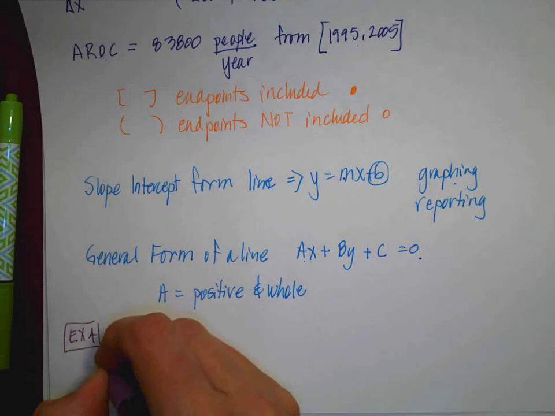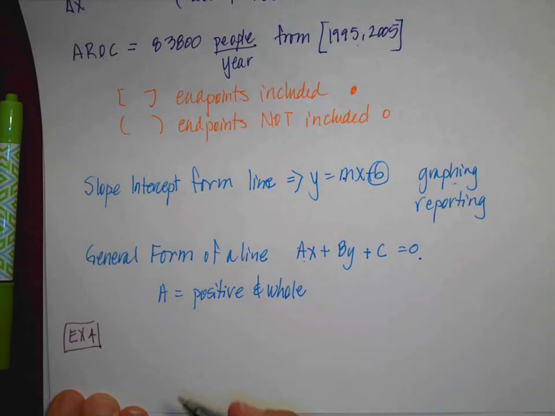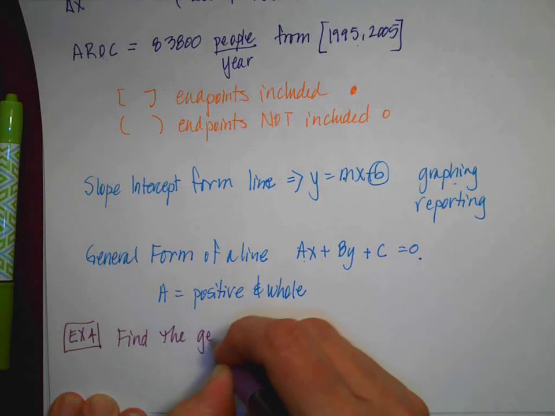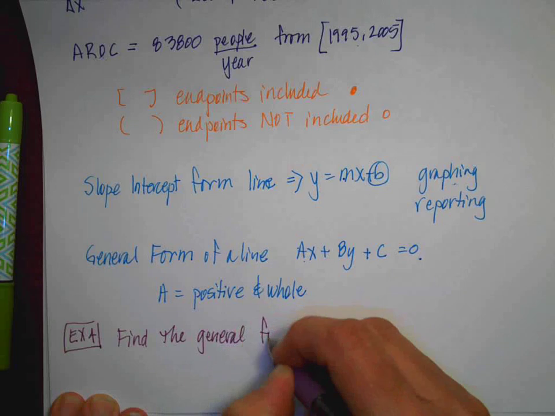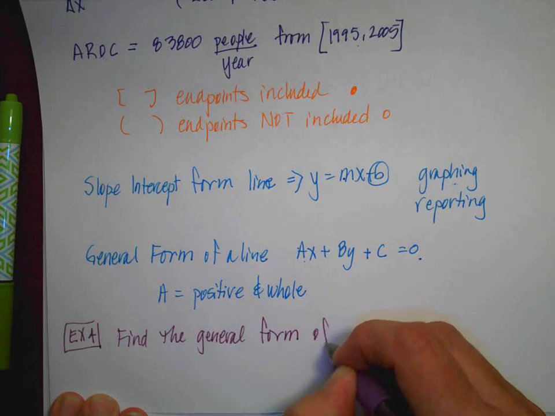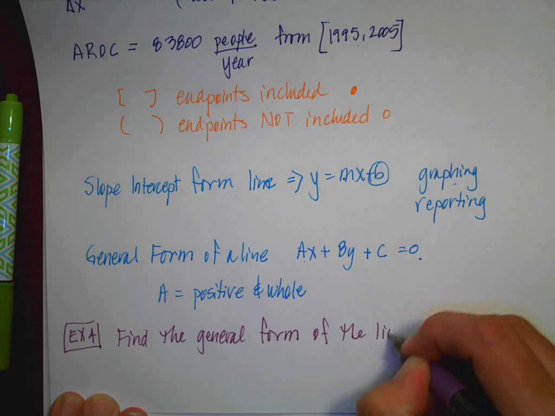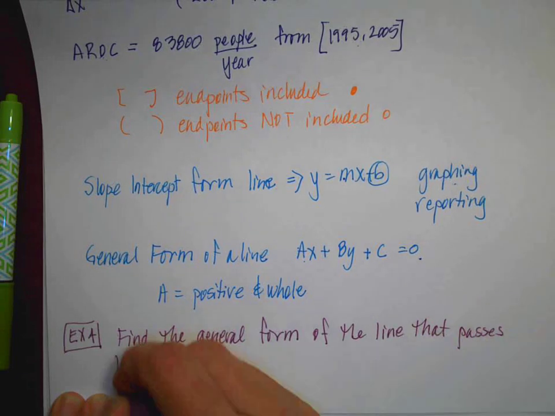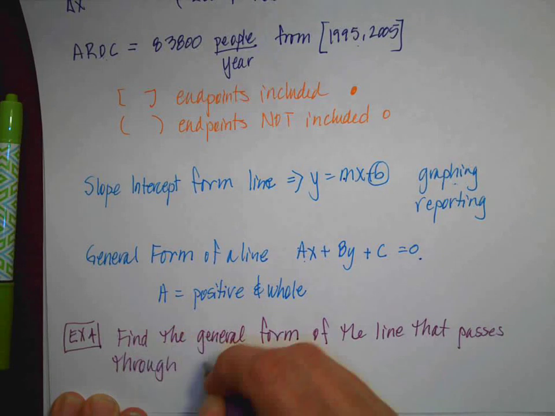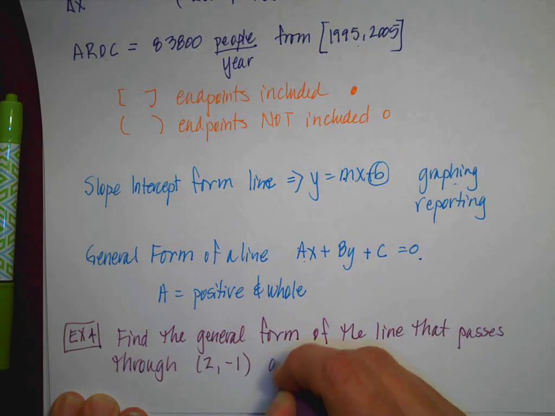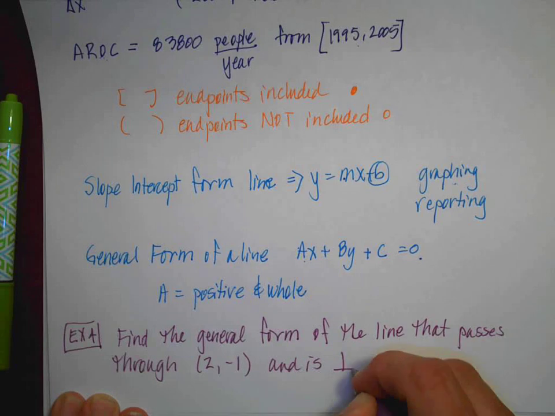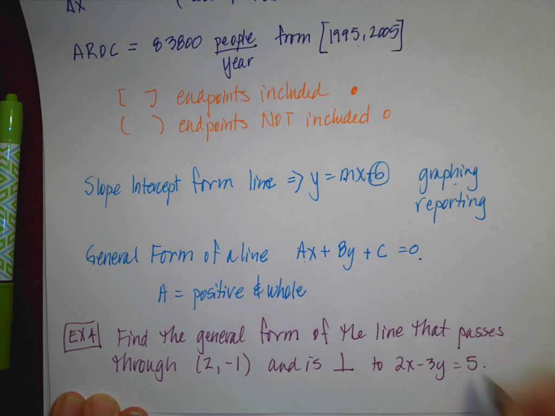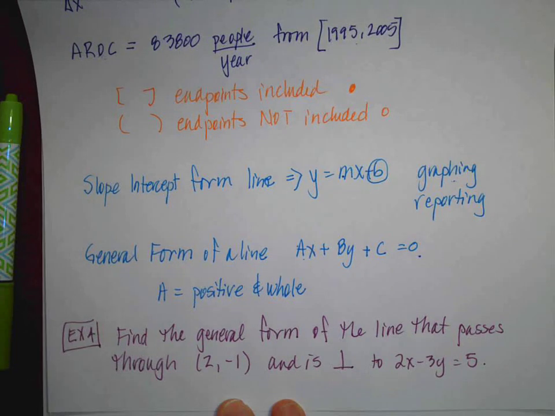All right, so just to keep consistent with my notes, I'm going to call this example 4, even though it's really our third example. That way I don't get confused if you ask me questions. So this one says, find the general form of the line that passes through the point (2, -1), and is perpendicular to 2x minus 3y is equal to 5.